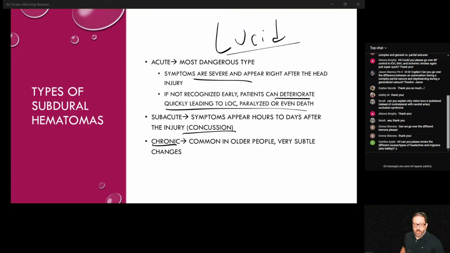Subdural hematomas also have that lucid phase where they'll be fine for a little bit, and then about an hour, 2 hours, 3 hours later, they crash, and they can obviously have paralysis or even death.